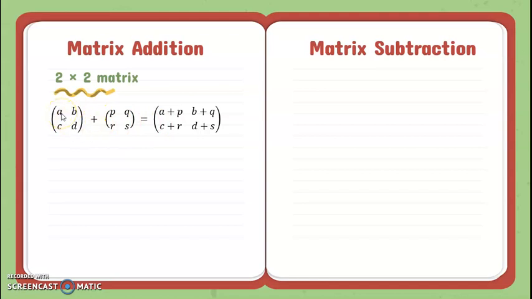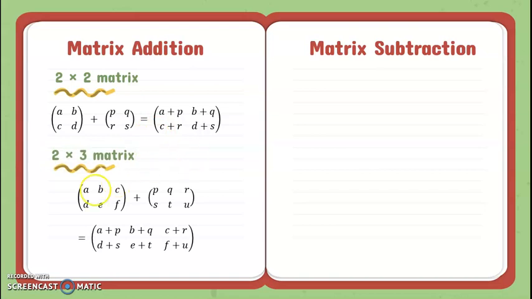First, if you look here, the first row and first column of this matrix should be added with the first row and first column of the second matrix. So A plus P, B plus Q, C plus R, and D plus S. Alright, we cannot add B with S or B with R. An example is a 2 by 3 matrix. You can look here. Okay, so that is matrix addition.